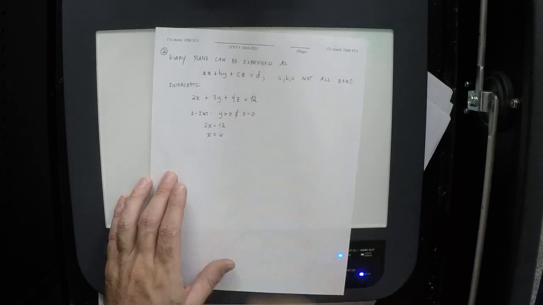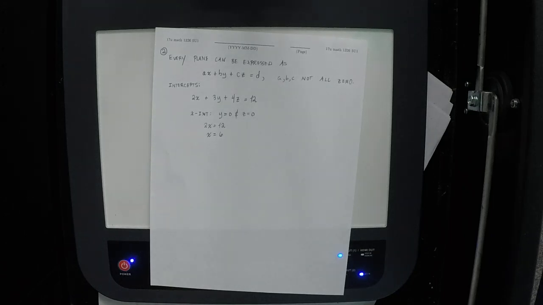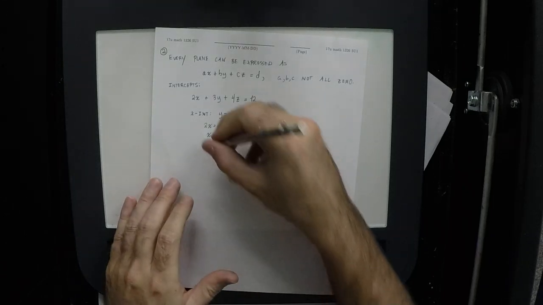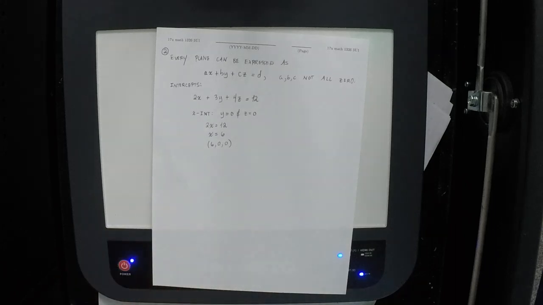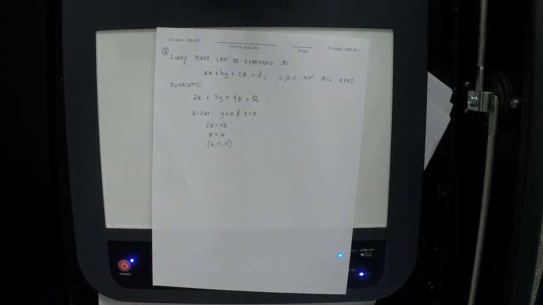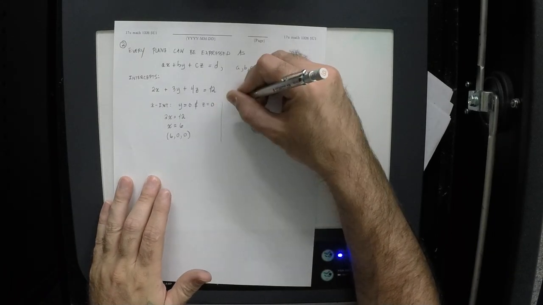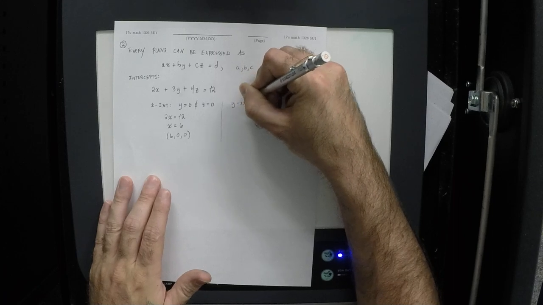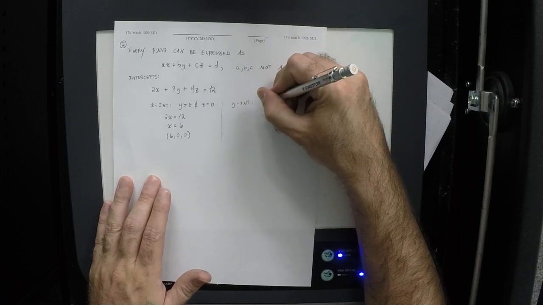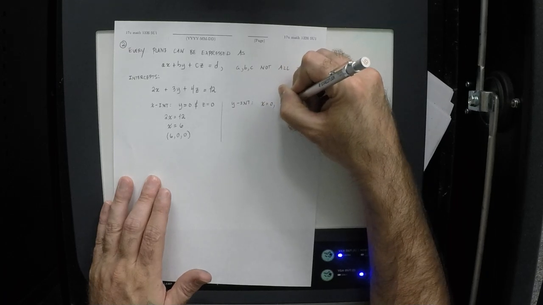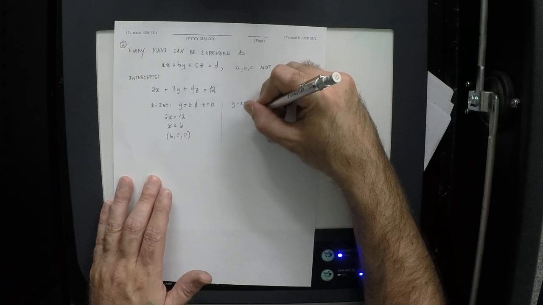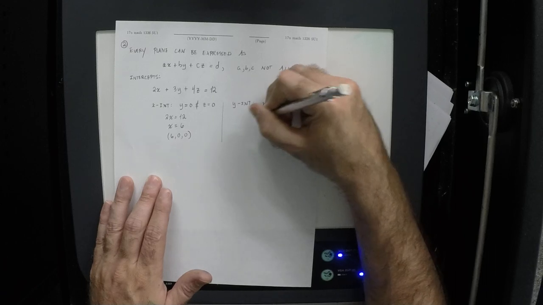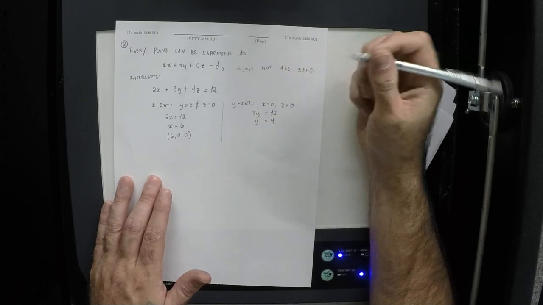So here's my question for you. Then what is the intercept? 6, 0. Very good. The point 6, 0, 0. Okay, so let's find the other ones real quick. So the y-intercept, which variables are zero? Very good. So then it would be 3y is 12, so y is 4. So what's the intercept?